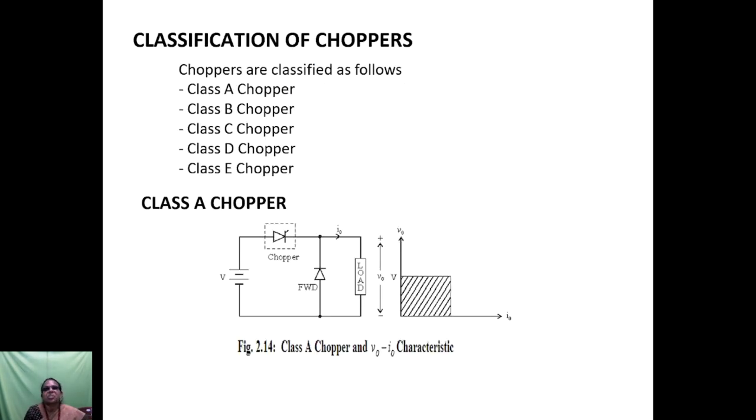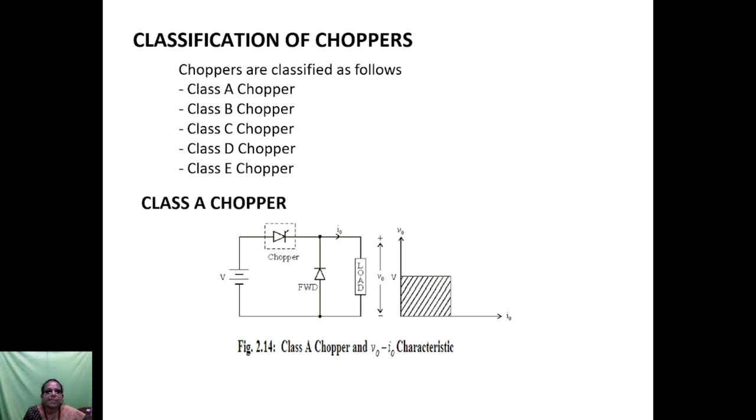So, classification of choppers. Choppers are classified as class A chopper, class B chopper, class C chopper, class D chopper, and class E chopper. Class A chopper and class B chopper are one quadrant choppers. That is, class A chopper is working in the first quadrant, and class B chopper will be working in the second quadrant. Class C and class D choppers are two quadrant choppers, and the class E chopper is a four quadrant chopper.